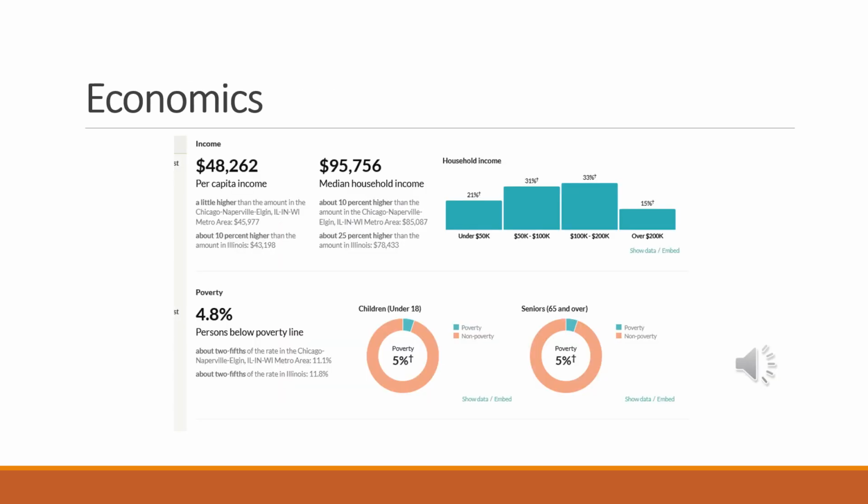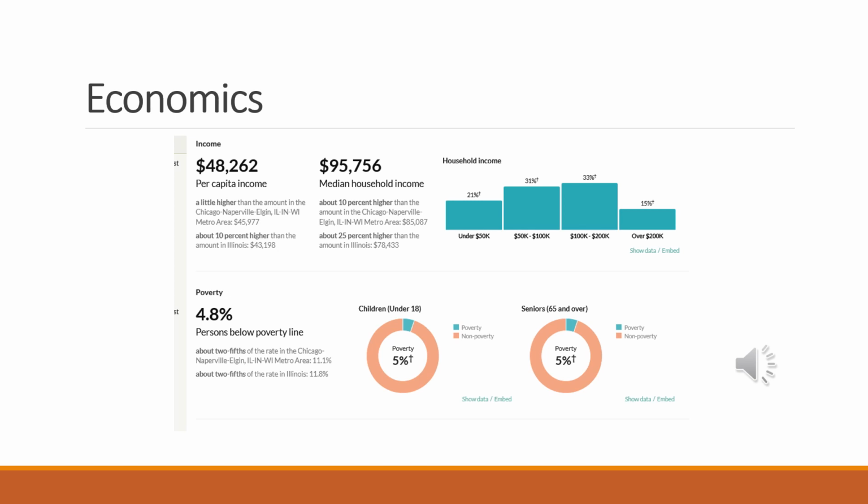Moving on to economics, you can see that the per capita income was $48,262, which is a little higher than the amount in the Chicago, Naperville, Elgin area, which was $45,977. The median household income was $95,756, which is 10% higher than the Chicago, Naperville, Elgin area, and about 25% higher than the amount in Illinois, which was $78,433.